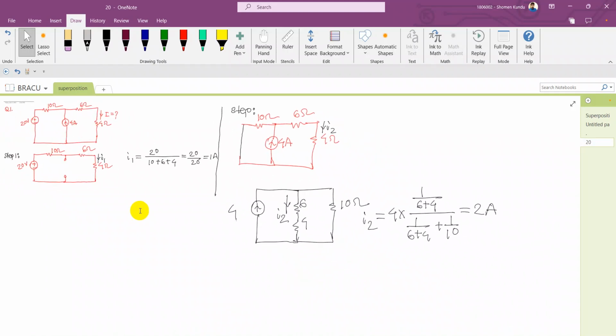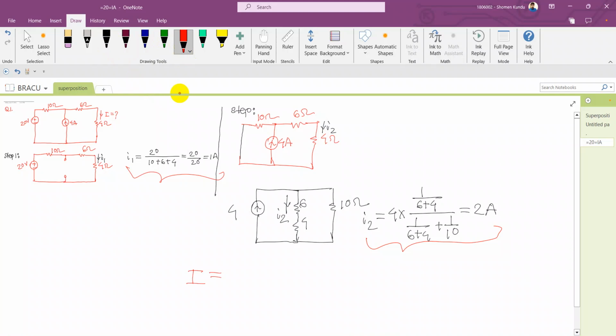So look, for the first step we found 1 ampere current, and for the second step we found 2 ampere current. So what will be our total or actual current contribution? Our actual current will be the summation of the two current contributions. So I will be I1 plus I2. So 1 ampere plus 2 ampere is equal to 3 ampere.